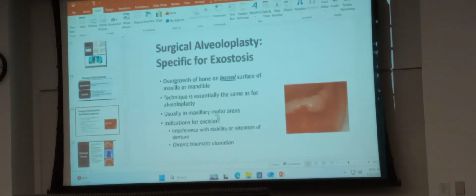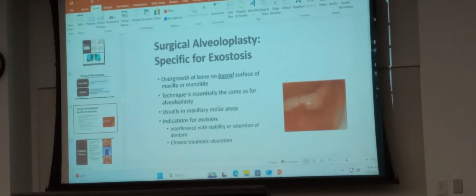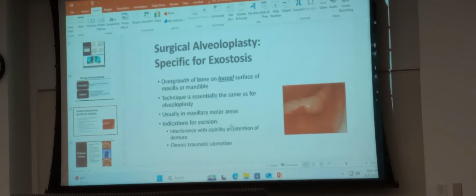I know I have a picture here of the mandibular anterior just because it looks nice, but this is the main area, usually in the maxillary molar.